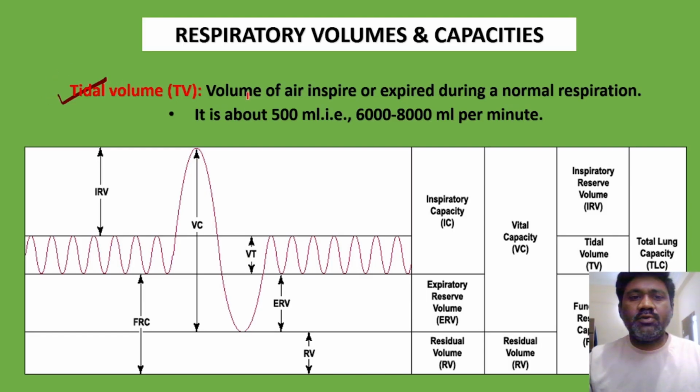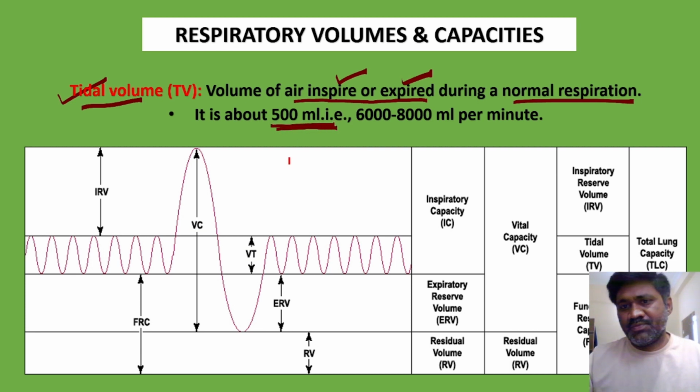What is tidal volume? Generally, whenever we inhale or exhale, the volume of air inspired or expired during a normal respiration. So whenever we inhale or exhale during a normal respiration, that air volume is nothing but the tidal volume. This tidal volume, for one inhalation or for one exhalation, is 500 ml. So for 1 minute, it could be 6000 to 8000 ml.